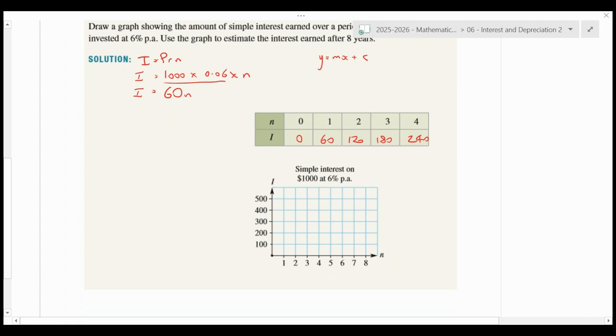So 0, 0 is there. Then after 1 year, it's at 60, so it's a little bit above halfway. But what I'm going to do is I'm going to go all the way out to 4 and go to 240, which is about halfway. There we go. Click, click, click. And we're going to try and draw a straight line through that.